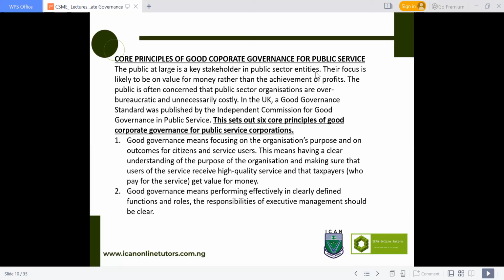This means having a clear understanding of the purpose of the organization and making sure that the users of the service receive high quality service, and the taxpayers who pay for the service get value for money.